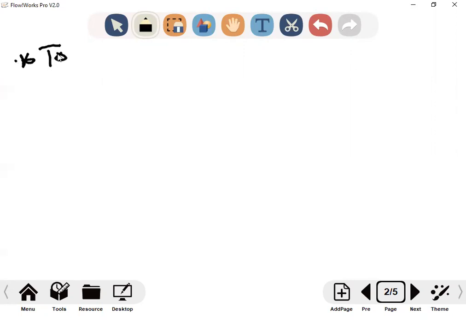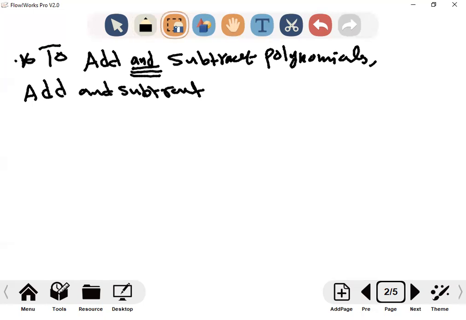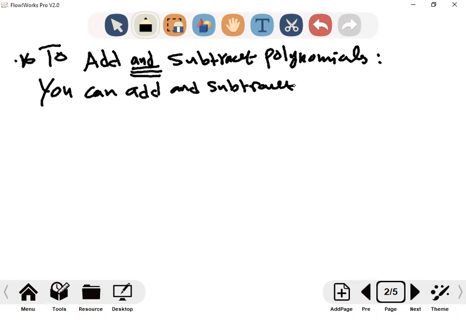Now, focus and write if you want. To add and subtract polynomials. Okay. You can add and subtract only the like terms.